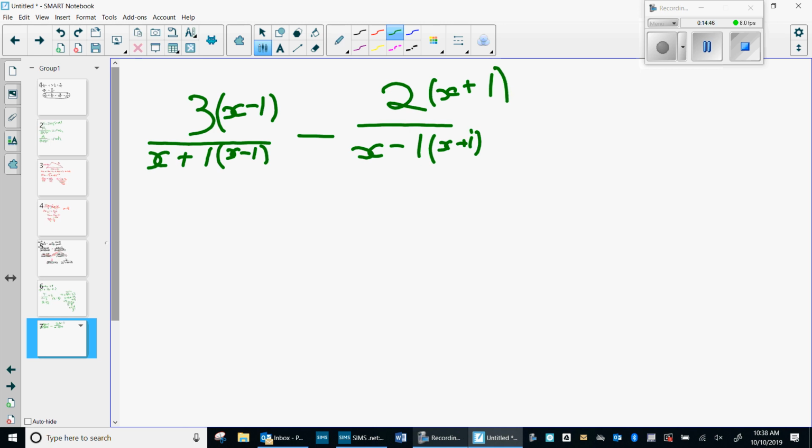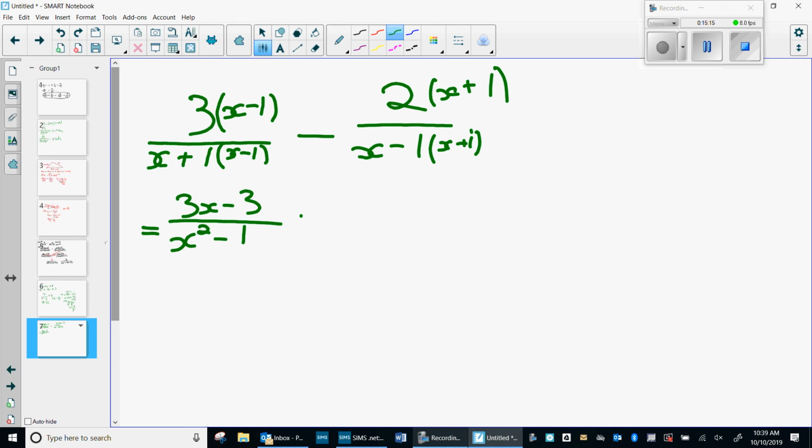So then it would be 3x minus 3, over x squared minus 1. Good, because you've done the expansion. Did you recognise that it was the difference of two squares, or was that just a fluke? For the bottom one? Yeah, that was just a fluke. Okay, that's all good.